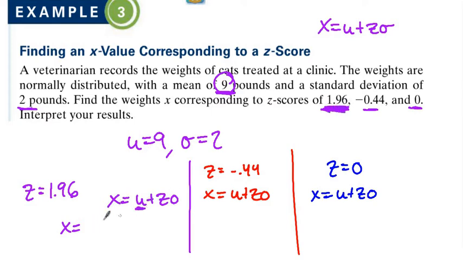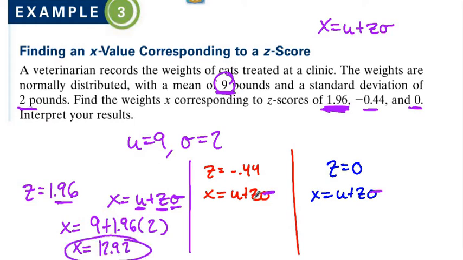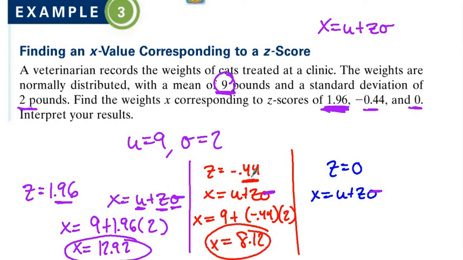So mu is equal to 9. z in this case is 1.96, and that's supposed to be a sigma. I'm sorry, I forgot to put the tail there. Sigma is equal to 2. So when you actually calculate that, 9 plus that number, I don't have a calculator with me, but I believe you get almost 13 pounds. That's a pretty big cat. This cat should be below average because it's a negative z-score. So we're going to have 9 again plus negative 0.44 times 2. And I believe that turns out to be 8.12. So that cat is a little bit below average.